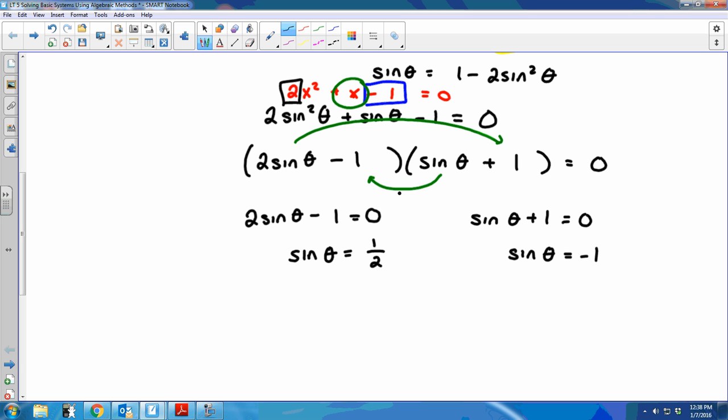You use your unit circle. Where is sine theta 1/2 on the unit circle? 30 and 150. And where is sine negative 1? One place: 270. All right. Thank you, Brandon.